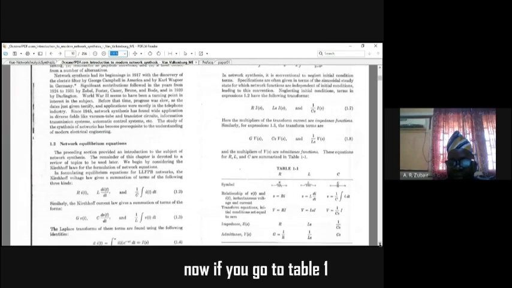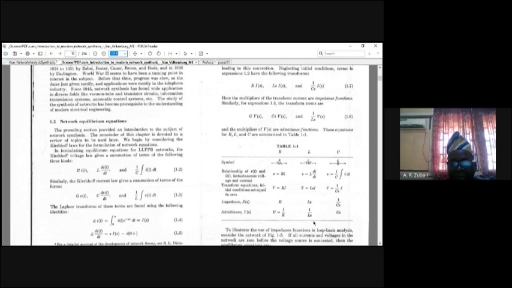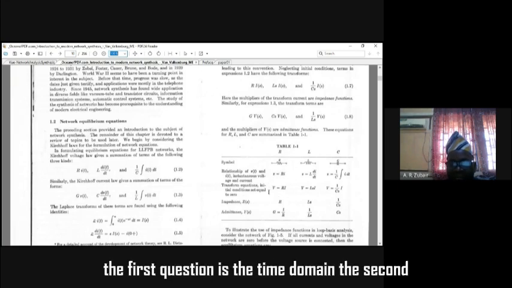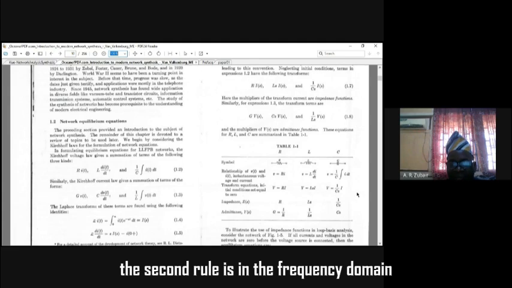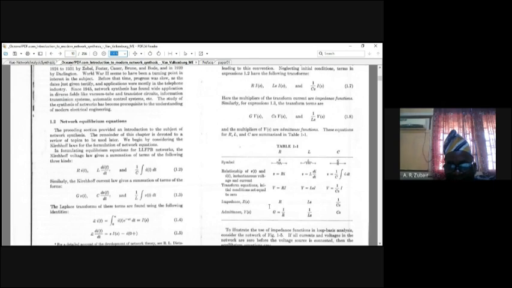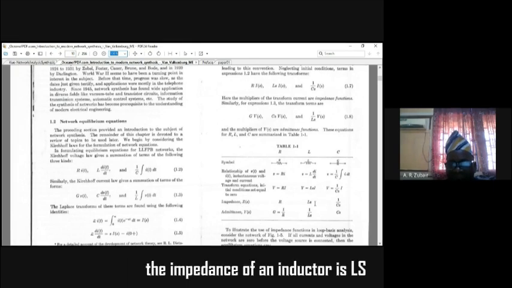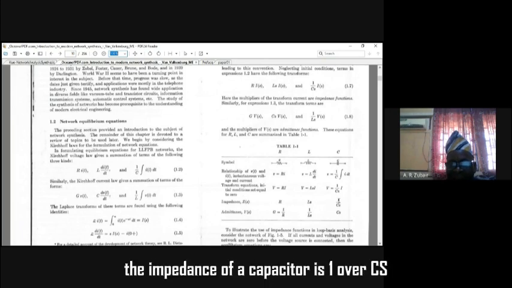Now, if you go to table 1.1, it shows you certain things. It gives you the symbols of a resistor, inductor, and capacitor, and all those equations. The first row is the time domain, the second row is the frequency domain. Impedance means opposition to current. The impedance of a resistor is simply R. The impedance of an inductor is Ls. The impedance of a capacitor is 1 over Cs.